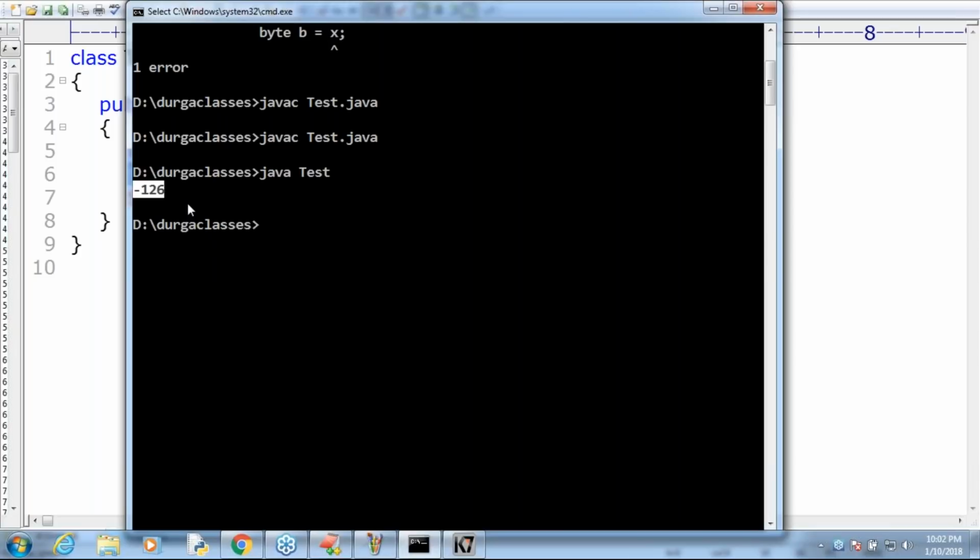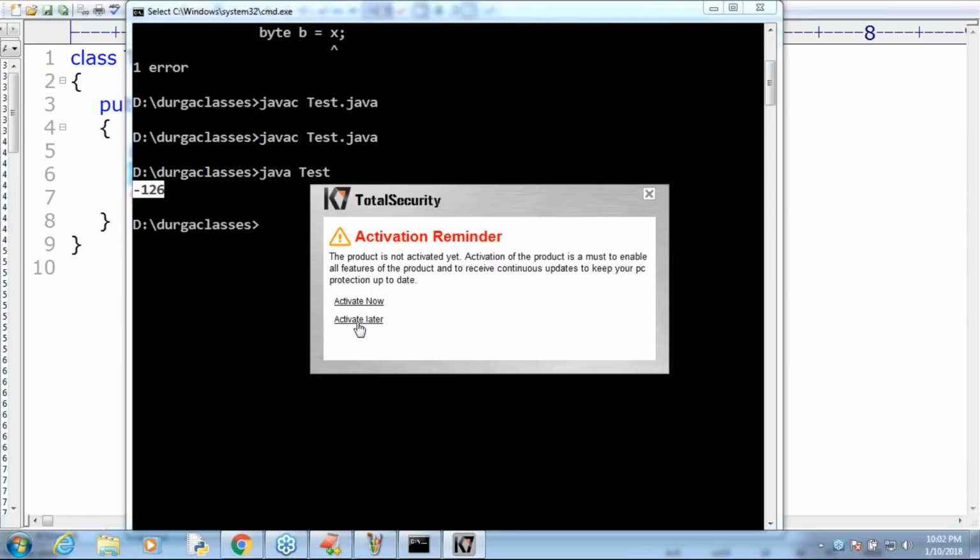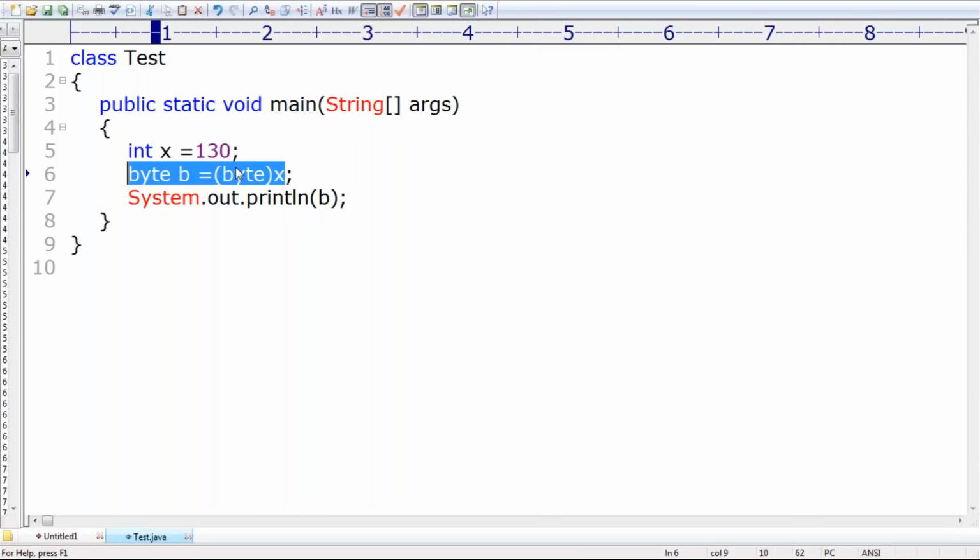So now what is the value I'm getting? Respond, man. What is the output I'm getting? Minus 126. Actually, what value did I provide? I provided 130. But suddenly the output is coming as minus 126. The programmer is going to get shocked like anything.